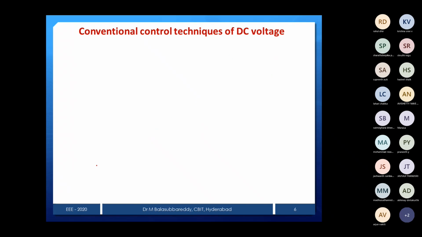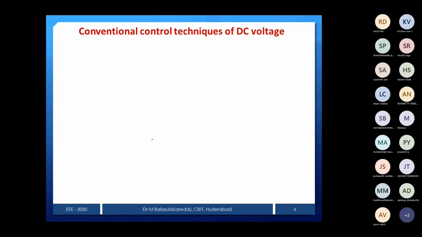So what is the drawback in this? Waste of energy, because our intention is not to waste energy. Our intention is to vary the output voltage, but to vary the voltage we are using a rheostat.